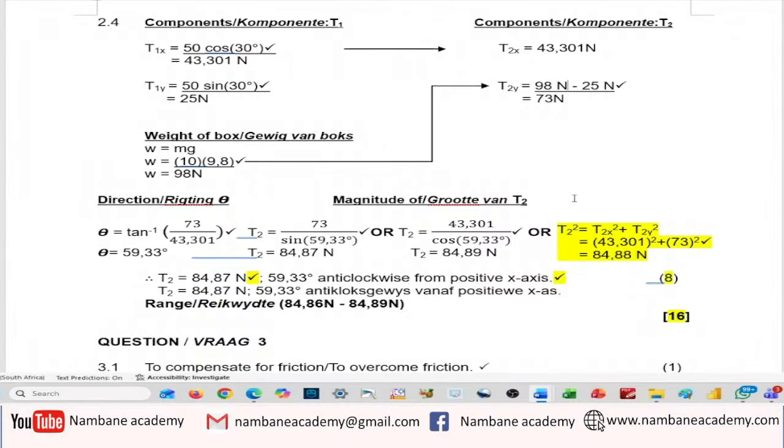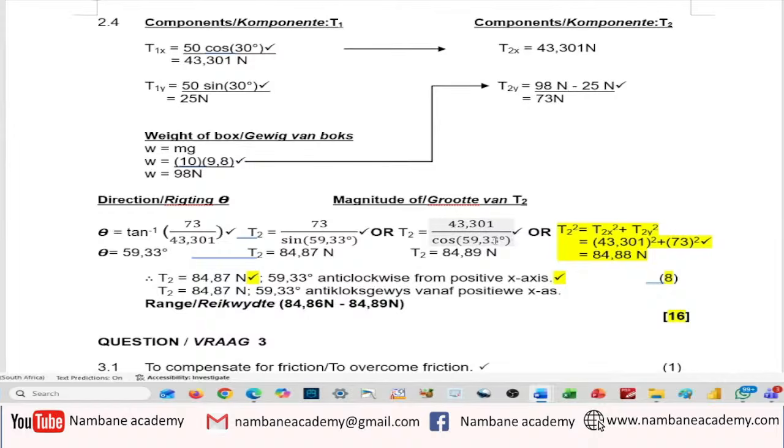Then the learner will have to calculate the angle theta. Now that the learner has the vertical and the horizontal components of T2, using the tangent ratio, a learner can find the angle being 59,33, but the mark is not on the angle there. The mark is on the substitution into the tangent ratio there. So tangent inverse of 73 over 43,301. This whole thing will be 1 mark.